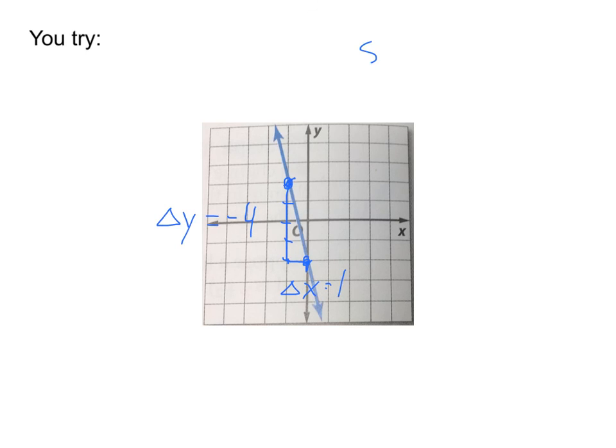So my slope is equal to rise over run, or delta y over delta x, which is -4 over 1, which equals -4. So this one makes sense. We have a negative slope and this line is going down. Okay, bring in any questions you have.